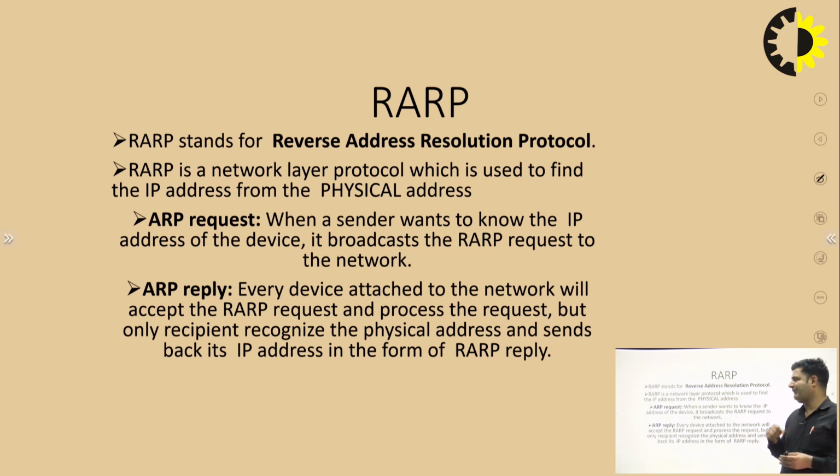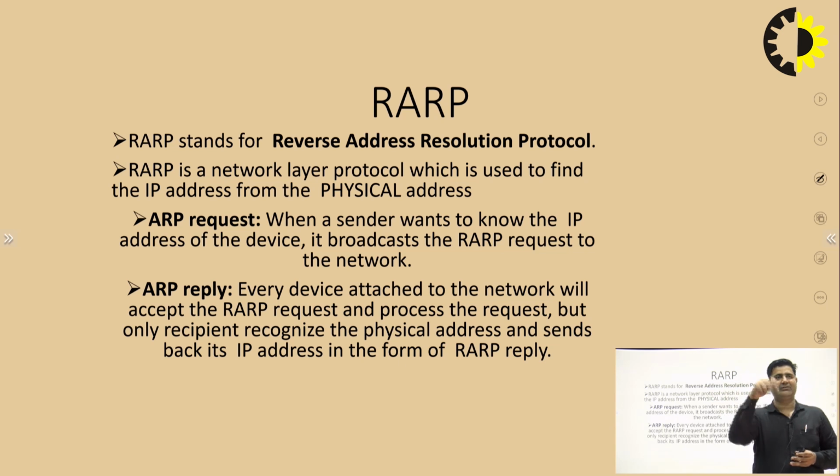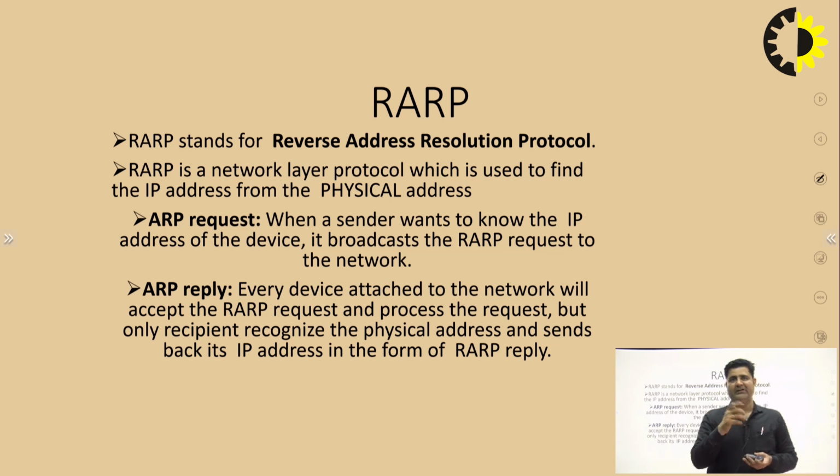In the RARP request packet format, what do they send? They want to know the IP address of the device, so they broadcast the RARP request to the network. In the request, they mention the physical address of the destination. They broadcast it on the network, and the receiver that has the matching address replies back in the form of the RARP reply packet.